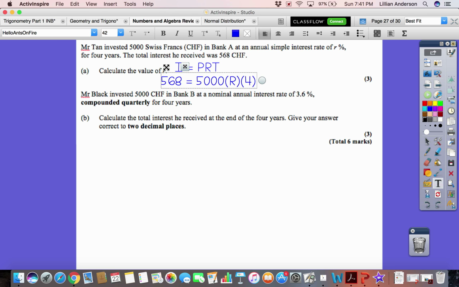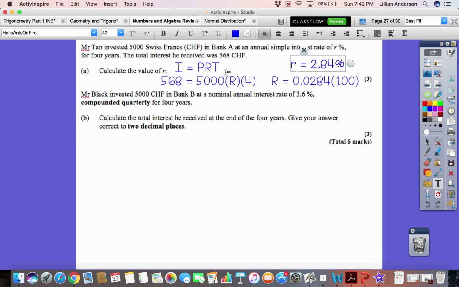Now when you multiplied and when you divided, you got that R equaled 0.0284 when you rounded to 3 significant figures. But you guys, that wasn't your answer. If you go back and look in the first sentence, it says at an annual simple interest rate of R%, R needed to be a percent. So you had to multiply that by 100 to actually get your R. And the answer should have been 2.84%. Okay?